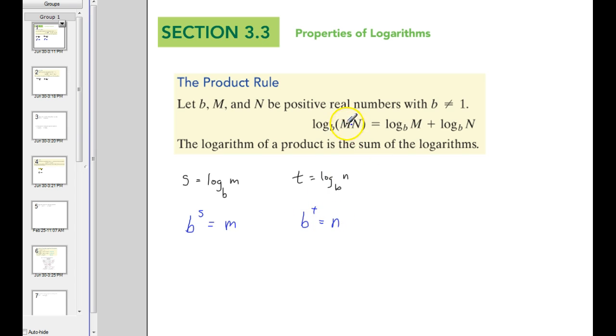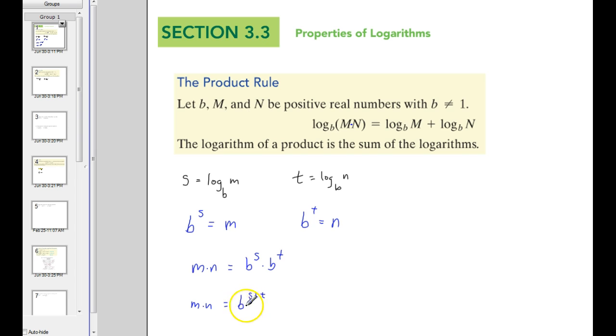Alright, now I'm going to multiply m times n together. So m times n is equal to b to the s times b to the t. Okay, m is equal to b to the s, and n equals b to the t. Then I'm going to write that right hand side in a simpler form using a property of exponents. If you have the same base, b, to different powers, you just add the exponents. So b to the s plus t.